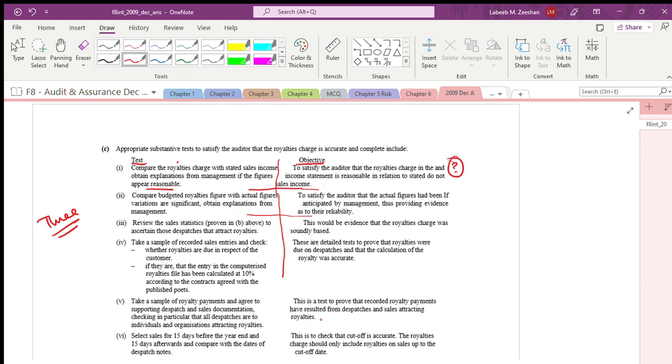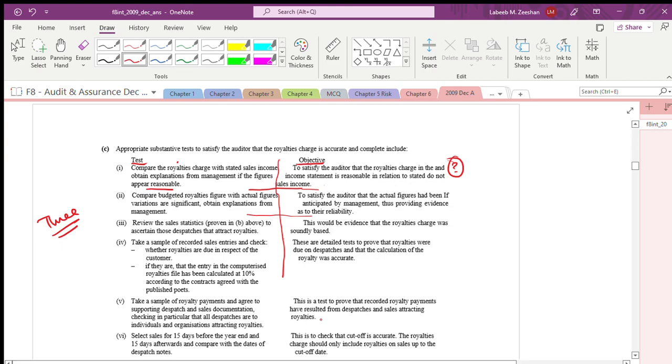Compare budgeted royalty figures with actual figures. Variations are significant. Obtain explanation from the management to satisfy the auditor that the actual figures are as anticipated, the management thus providing evidence as to their reliability.